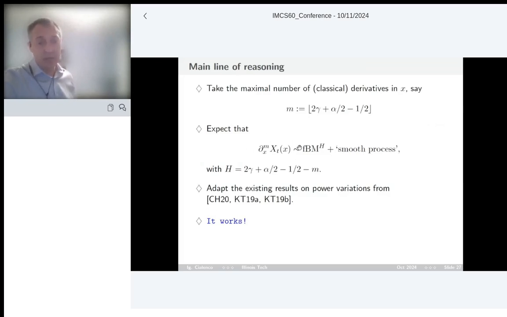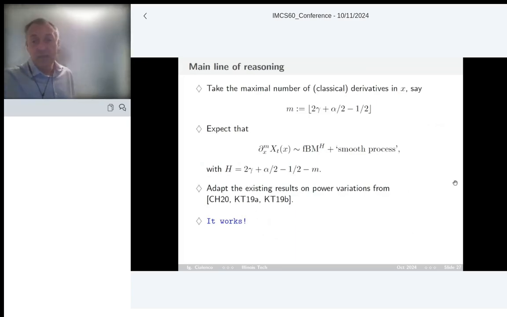And then I'm done, because once I observe this, I can use the same argument as before. The right power variation to take in this case would be, well, 1/h. So if h, let's say, is 3/4, take the power variation 4/3. And it's done. And it works.